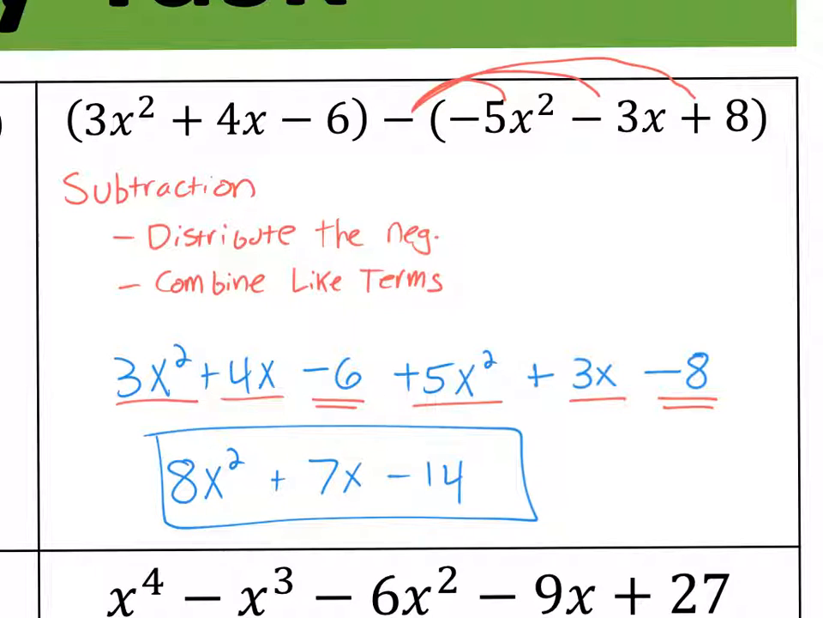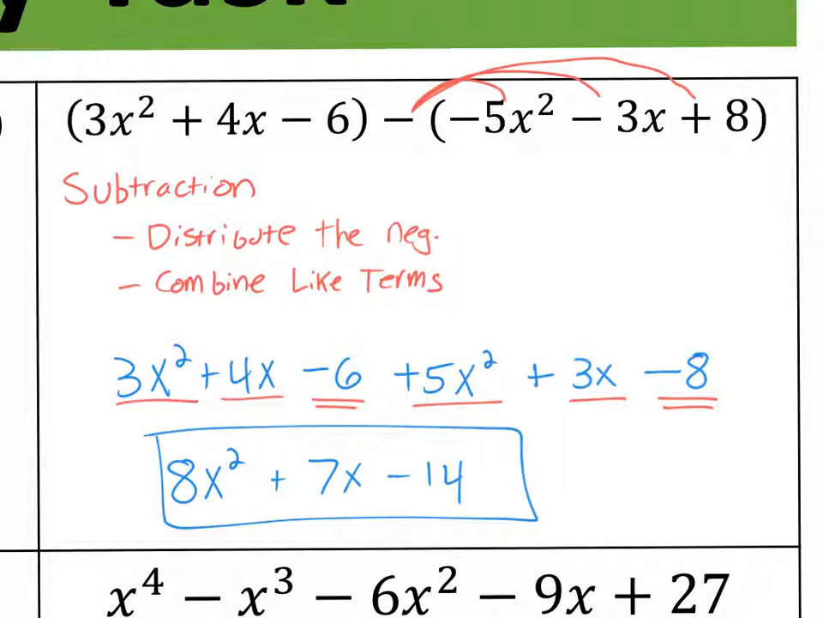Again, this is a second order polynomial because the highest power is 2. There are 3 terms here, and the coefficient in front of this x squared term is just the 8, and the coefficient in front of this term is just the 7.